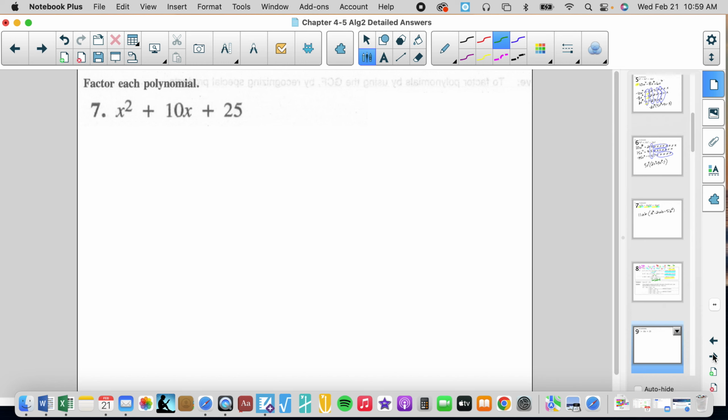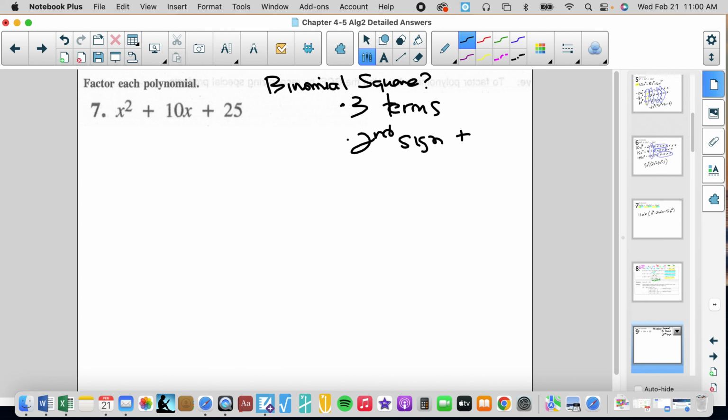So it's 3 terms. That's the first thing we should check. Is it a binomial square? Binomial square is our question. We should go through this. Is it 3 terms? Is the second sign positive? Yes. And when we say 3 terms, we're talking 1, 2, 3. So yes, 3 terms, and yes, the second sign is positive.